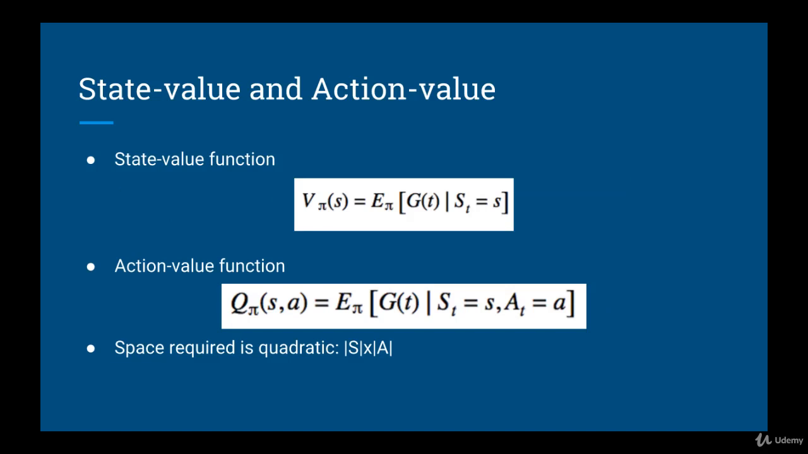There is one more value function we'll need to learn about in our discussion of value functions. What we just learned about, v of s, is called the state value function. There is another value function, q of s and a, called the action value function. It's called this because the action a is also a parameter of the function. Notice that because q has two inputs, the amount of space we need to store it is quadratic. In particular, the amount of space we need is the size of the set of states times the size of the set of actions.